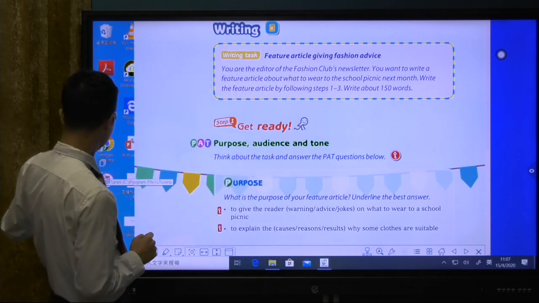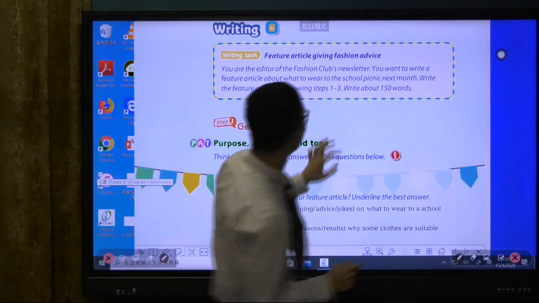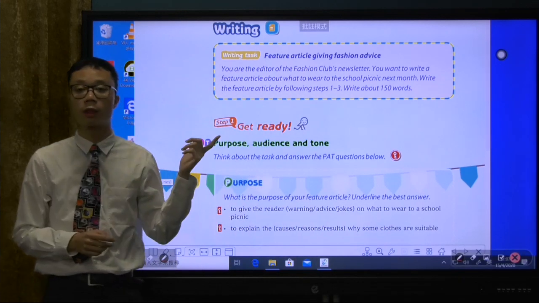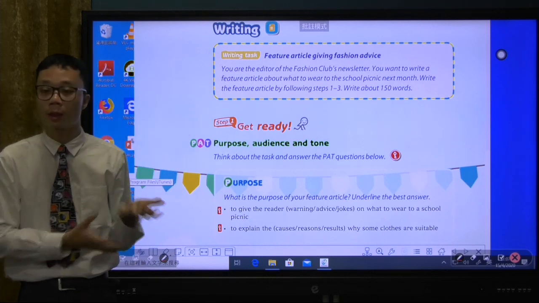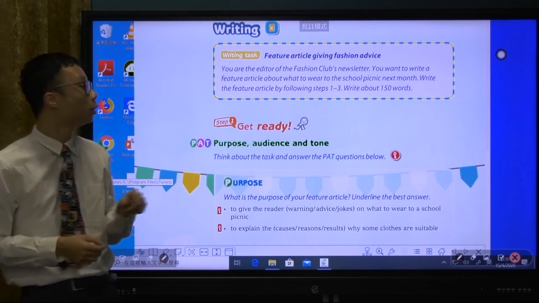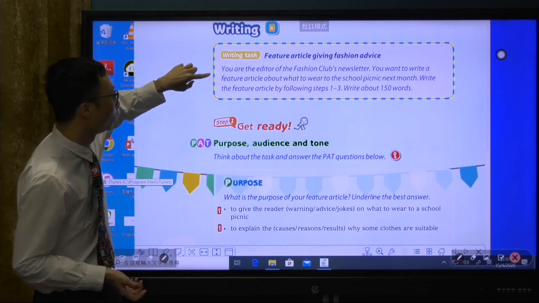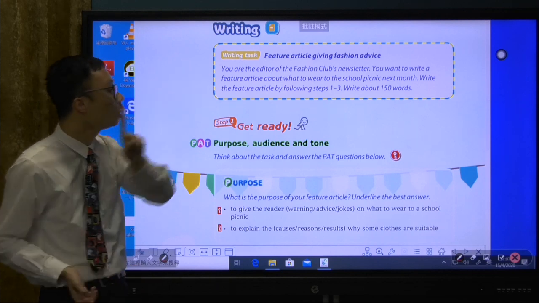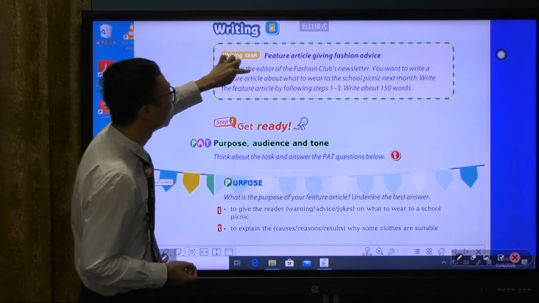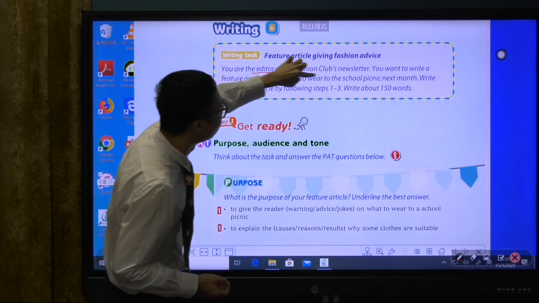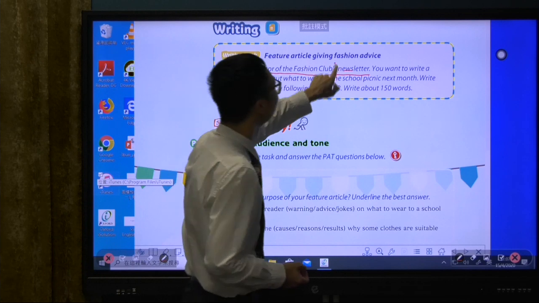So, the first thing, as the old saying goes in Chinese, if you want to do anything, first you have to sharpen your tools. So the first thing you need to know is what you are going to do. First, who are we? In this writing piece, we are the editor of the Fashion Club's newsletter. Okay, we figure this part.